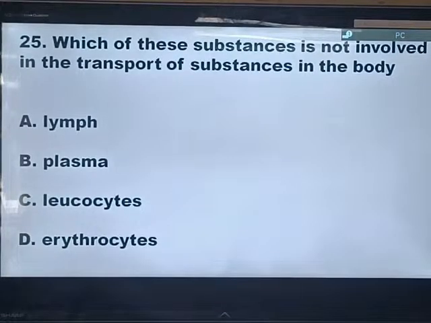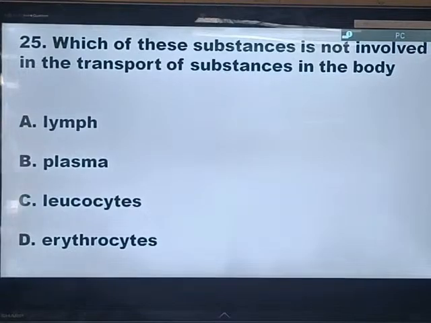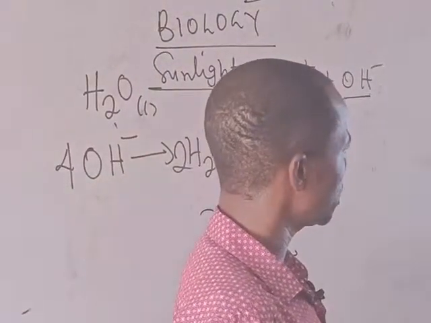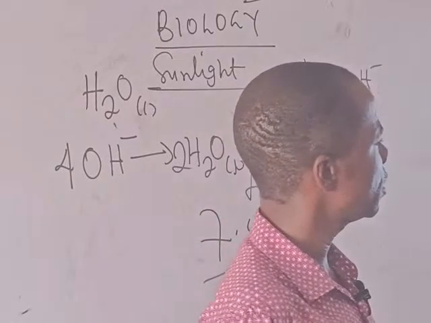What about erythrocyte? Option D. Erythrocyte helps in the transportation of oxygen around the body. The only blood component that is not involved in the transportation of anything in the body is leukocyte, white blood cell. The only thing that white blood cell or leukocyte does is to help to fight against diseases and infection, nothing more. So the correct answer for number 25 is C.